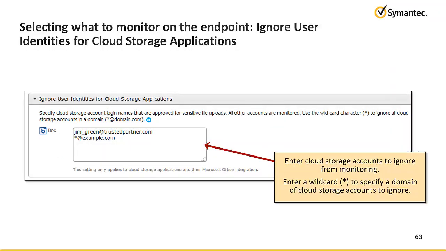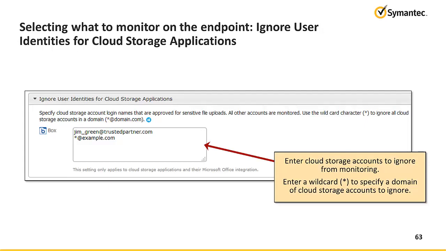Under the Ignore User Identities for Cloud Storage Applications section, you can specify corporate cloud accounts that are approved for sensitive file uploads. Filtering by cloud storage user identity prevents users from uploading sensitive files to personal Box accounts. The DLP agent monitors and prevents these types of file uploads through the Box Sync application and through the Box for Office add-in. Sensitive files are moved to the file recovery location and remain there until endpoint users delete them.